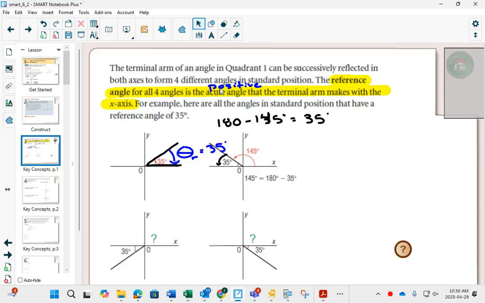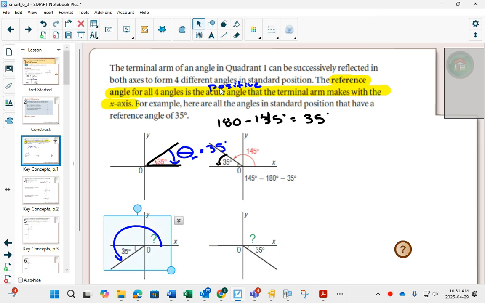If I went in standard position and I went to quadrant 3 with a reference angle of 35 degrees, what would this angle be in standard position? Can you do the mental math to figure that out? In other words, we're trying to figure out this angle here. How big is that? 215. And what did you do to figure it out? 180 plus 35. Right? Halfway around is 180, and then you're just going another 35.